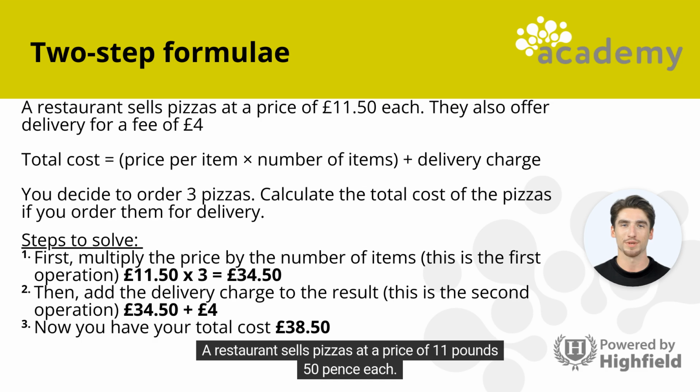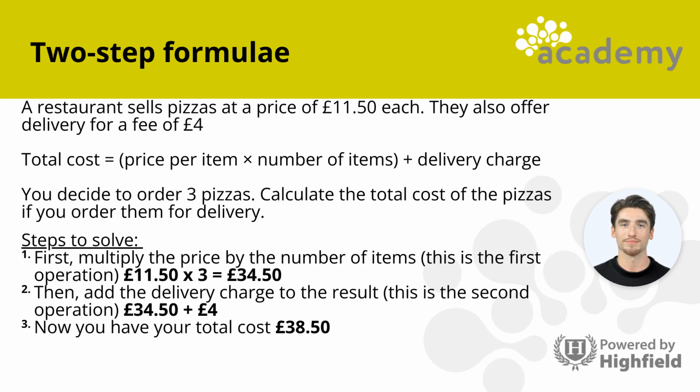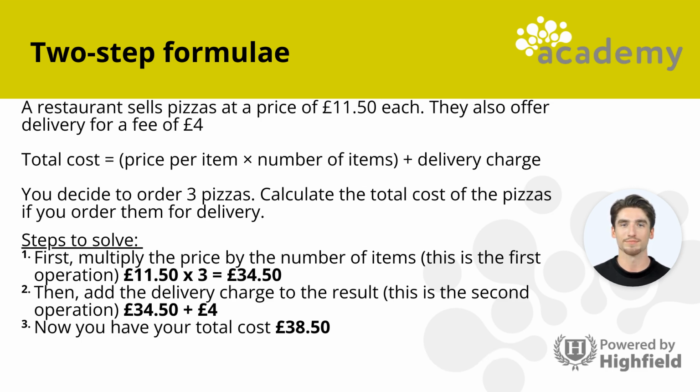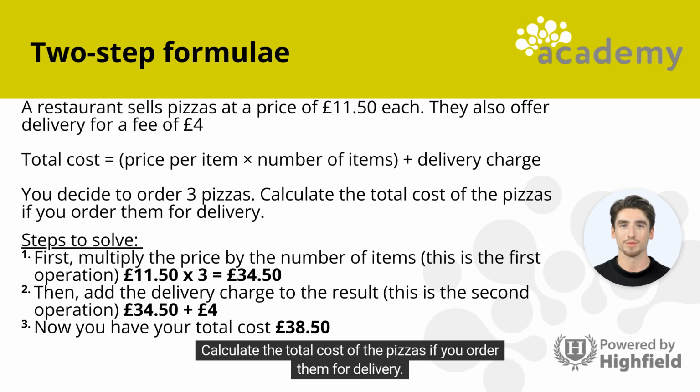A restaurant sells pizzas at a price of £11.50 each. They also offer delivery for a fee of £4. Total cost equals price per item times by number of items plus the delivery charge. You decide to order 3 pizzas. Calculate the total cost of the pizzas if you order them for delivery.